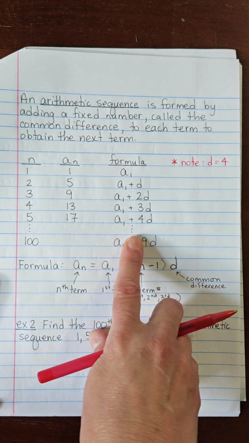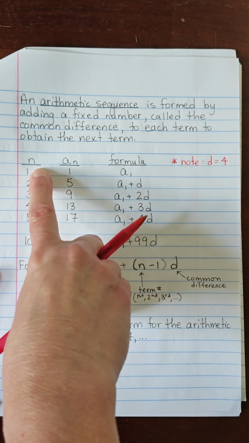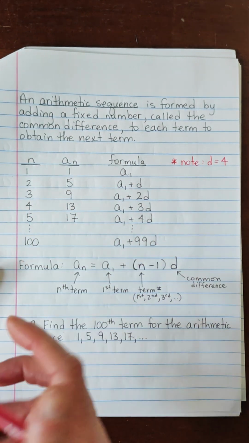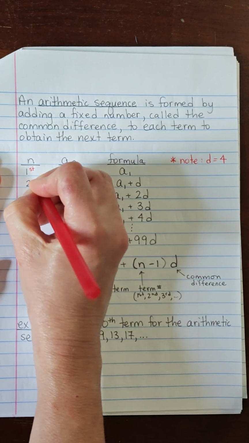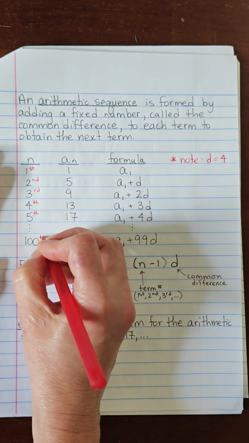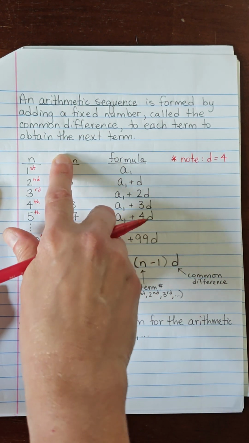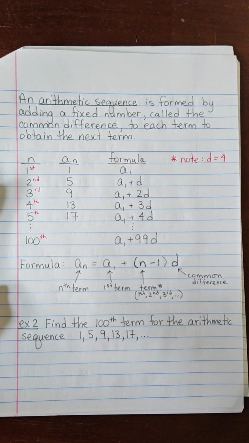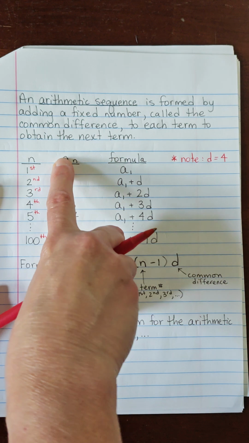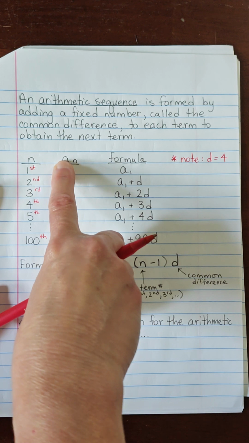Now, there's a formula that we can use for arithmetic sequences. N here is the term number. So we have the first term, the second term, the third term, fourth term, fifth term. So let me just add that on there, because that's the term position. A sub n is the notation that we're going to use for the number in that position. So A sub 1 is the first term. A with a little 2 is the notation for the second term.